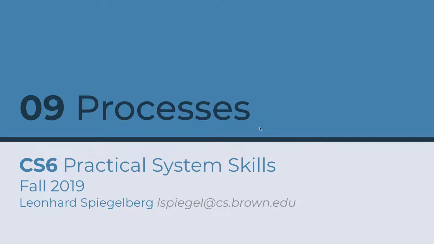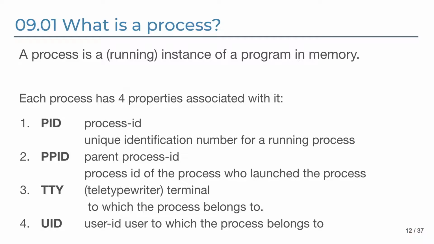All right, this brings us to today's topic, which is processes. So what's a process? A process, simply spoken, is nothing else than an instance of a program which resides in memory. Each process has a lot of properties. Among them are 4 important ones. Each process gets a unique process ID assigned, for a running process. Then it has a parent process ID, which is the process ID of the process that launched it.